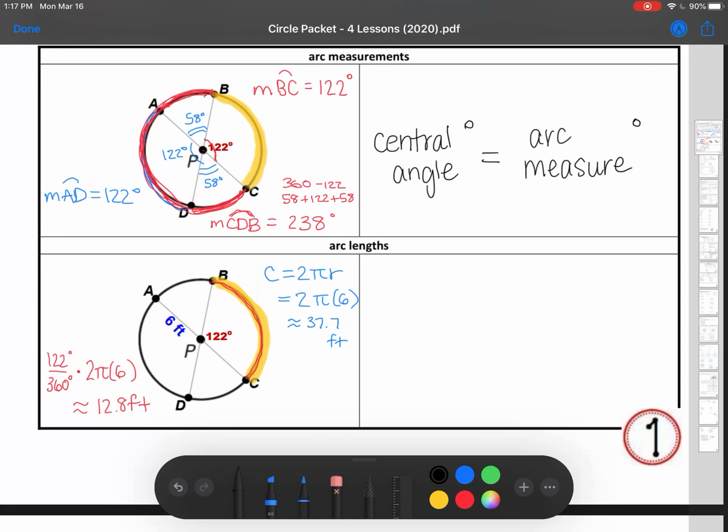I'll just write that formula over here for you. Arc length, they'd have to say the word length, is going to be the measure of your arc divided by 360 times the circumference, 2 pi r. Or if you're a pi d kind of kid, you could use that too.